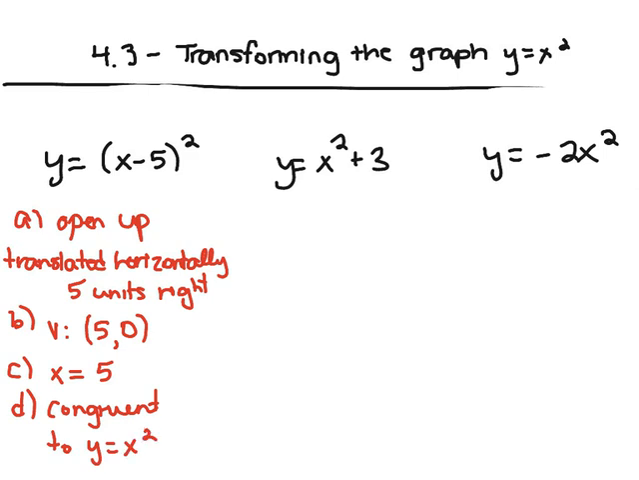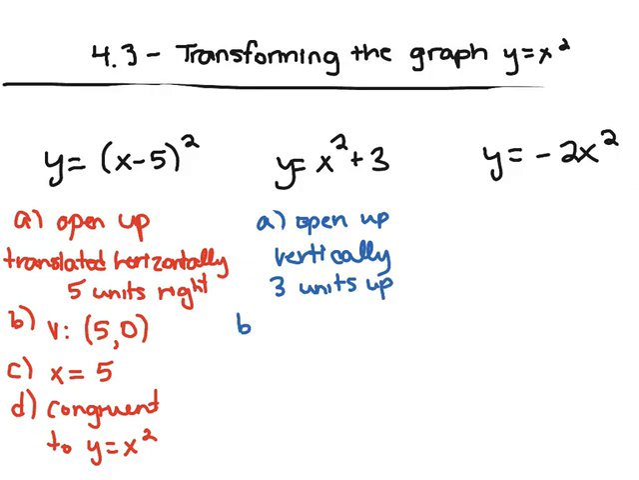For B, we know it's opening up because it's positive. It's going to be translated vertically, and it's going to be 3 units up. So our vertex isn't going to change our x, but this time it changes our y. Our axis of symmetry is equal to 0, and it will still be congruent.